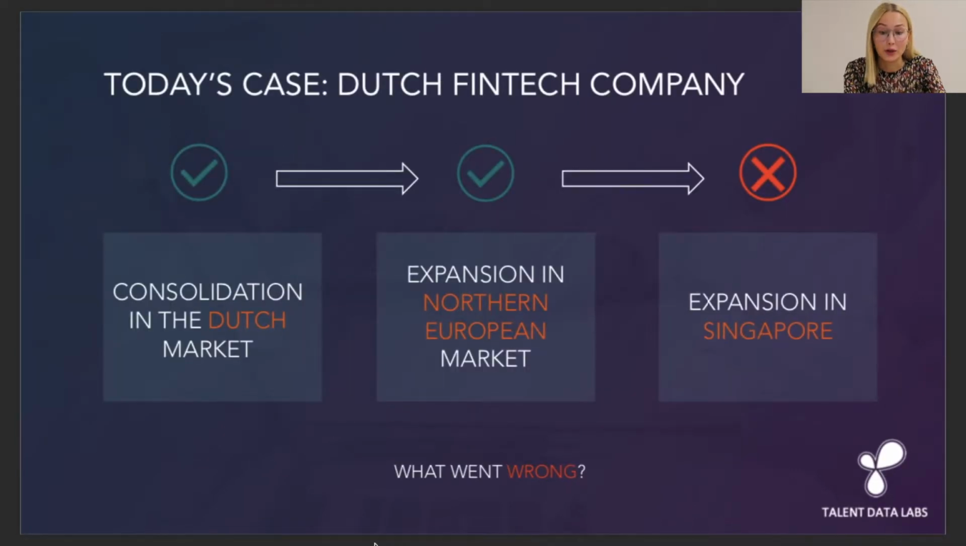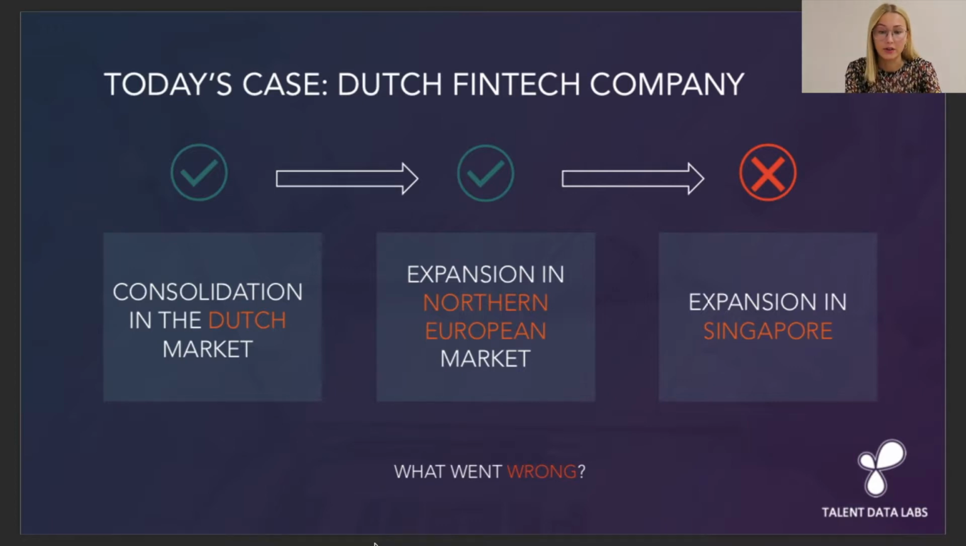The case is the following. One successful Dutch fintech company has been expanding throughout Northern Europe. After several successful rounds of expansion and growth, the company decided to go into the Asian market and open a new office in Singapore, where a lot of new people, mostly local citizens, were hired.